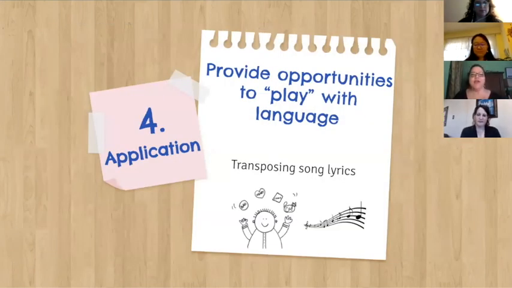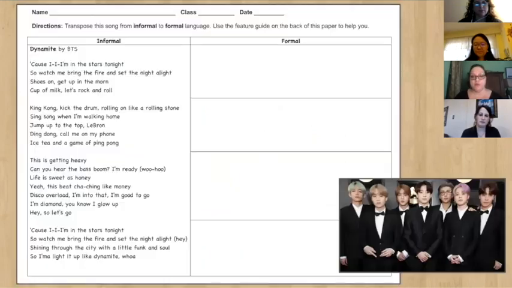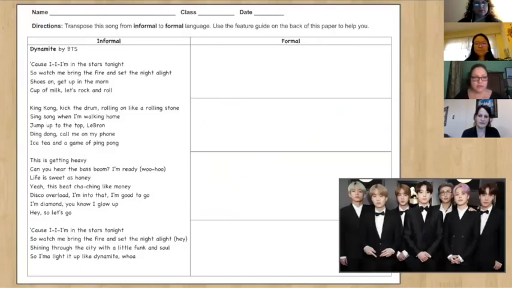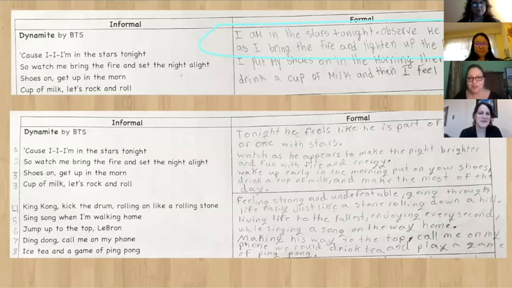And finally, I give them time to play, an opportunity. So my favorite way is to transpose song lyrics. The one I've had the most success with is, of course, BTS. We did the song Dynamite, and I challenged them to look at this informal stanza. We do one at a time, and using what they learned, linguistic features of formal language, can they change this informal stanza of lyrics to formal language? And here are some examples of the work that they did.